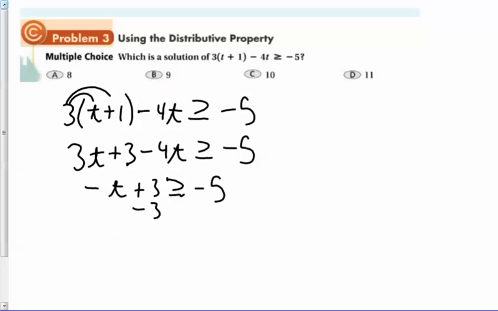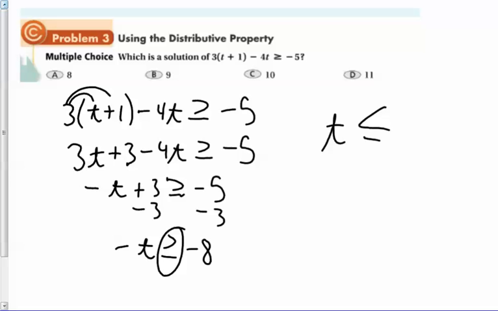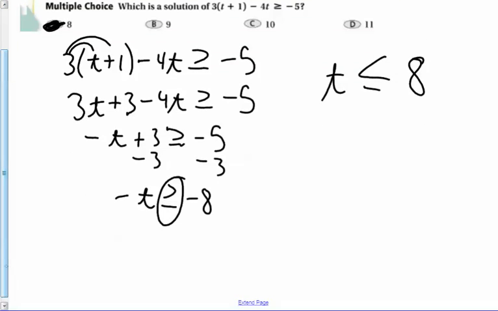I'm going to subtract 3 here and subtract 3 there. I get negative t is greater than or equal to negative 8. But now I've got to multiply both sides by a negative, so I'm going to circle that, and I get t is less than or equal to 8. So which is a solution to this? Well, it is actually that one, because 8 is less than or equal to 8. You have a Got It right beneath you. See it? Why don't you pause the video, rewind the video, and see if you can do it.